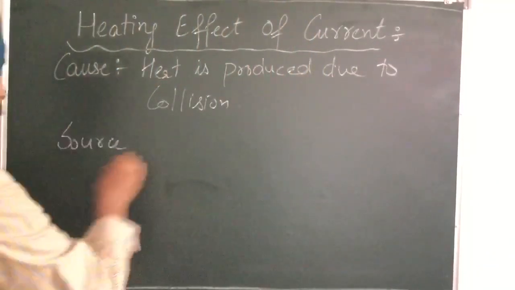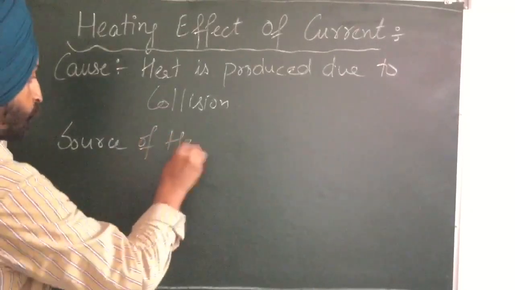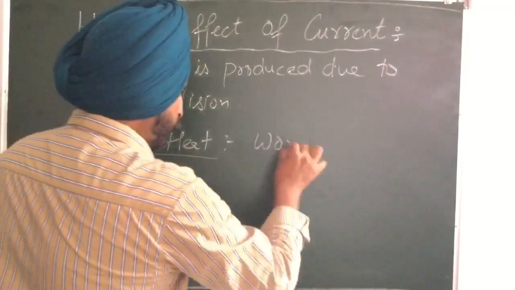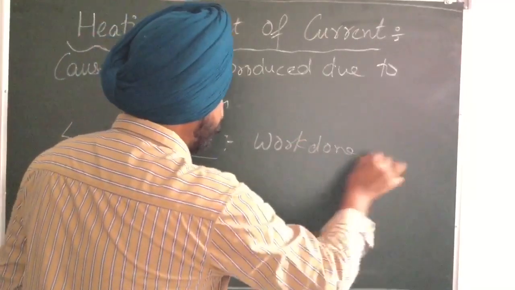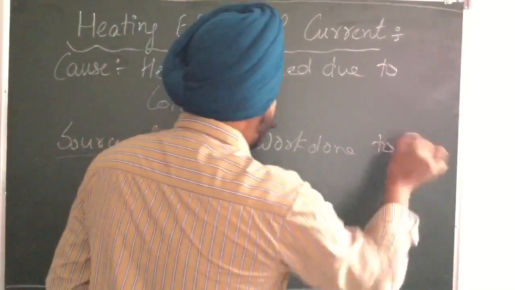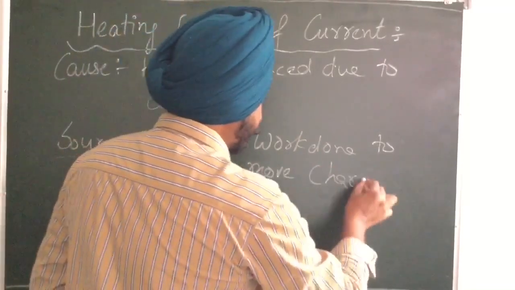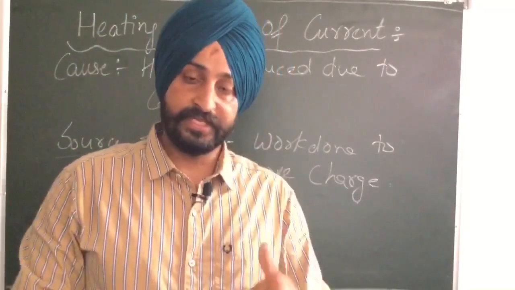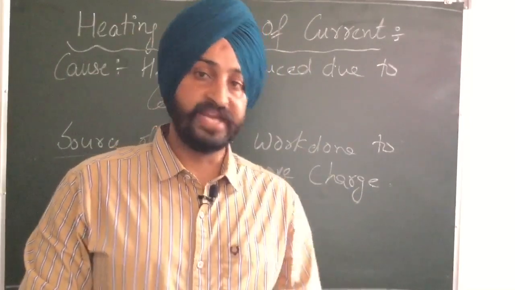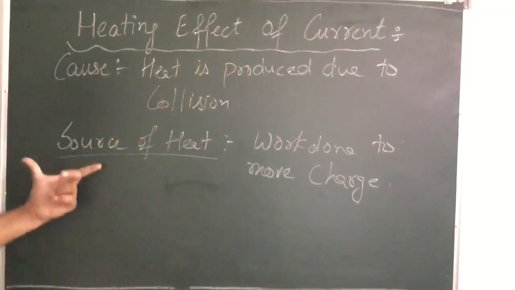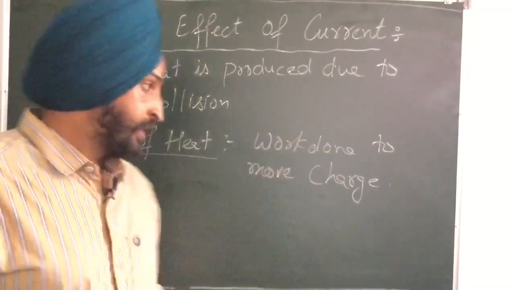So what is the source of that heat produced? I would be writing, source of heat is work done to move charge. So the work done is ultimately converted into heat in that circuit. So cause is of course collisions and source of heat is work done.